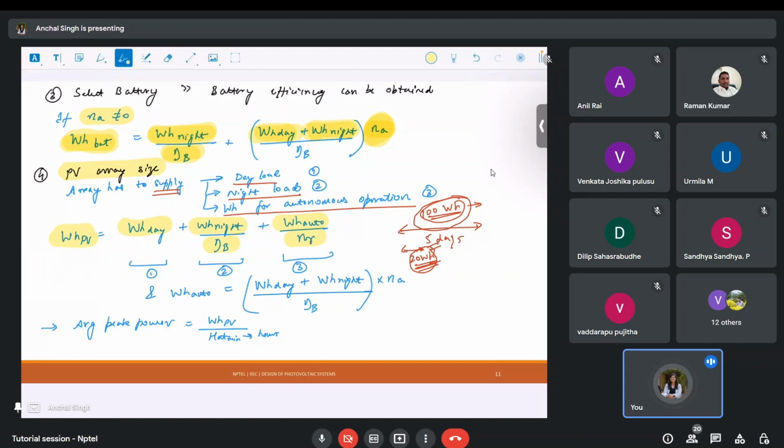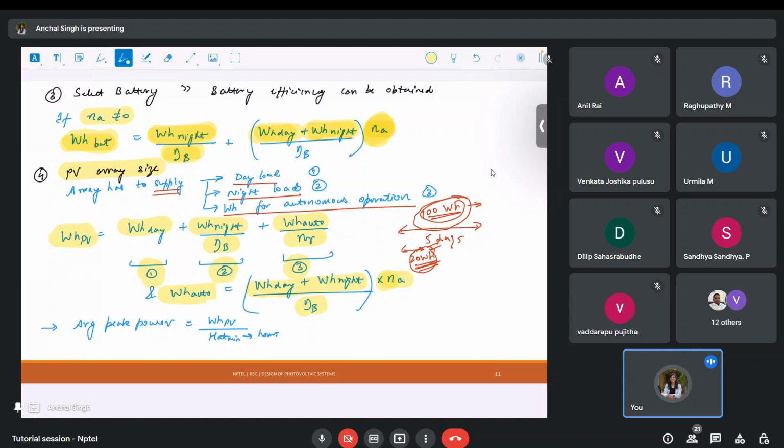So this has given us all our first, second, and third parameter: the day load, the night load, and the watt hour for autonomous operation. Okay, and we know that watt hour for autonomous operation can be written as WH day plus WH night divided by the battery efficiency, into the number of autonomous days. So this is the total capacity of watt hours that I need during the autonomous days, right? That is WH auto. So I'll just put this in the above formula and I'll be able to calculate watt hours of the PV that I need.